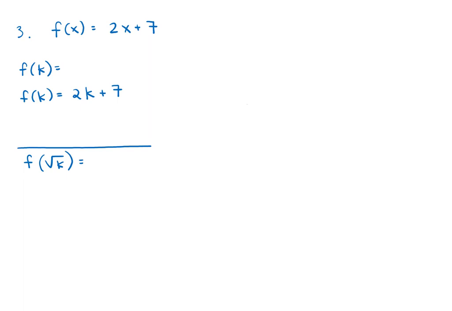The next example might look more complicated, but it's the exact same method. If I'm looking for f of radical k, then I'm going to take my function and replace my variable with a radical k. I have to ask myself if there's anything that I can simplify about this phrase, but I can't add the radical k to a 7, so that's as simplified as I can make it. It's actually fairly easy, right?